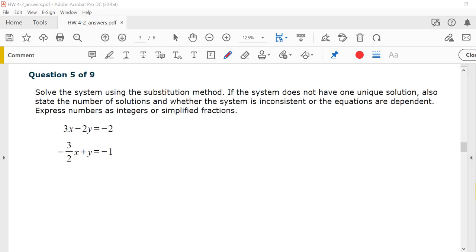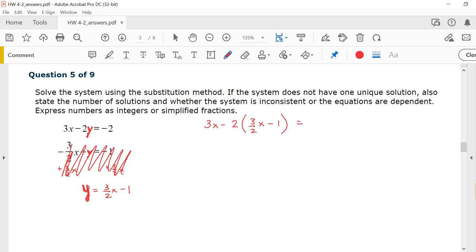Question 5, solve the system using substitution. Okay, I'm going to solve for y equals on the second equation. To do that, I need to add 3/2 x to both sides. So I would get y equals 3/2 x minus 1. All right, so I have those two equations. I'm going to plug this y into the first equation. So 3x minus 2y, what is y? It's 3/2 x minus 1, and that equals negative 2.